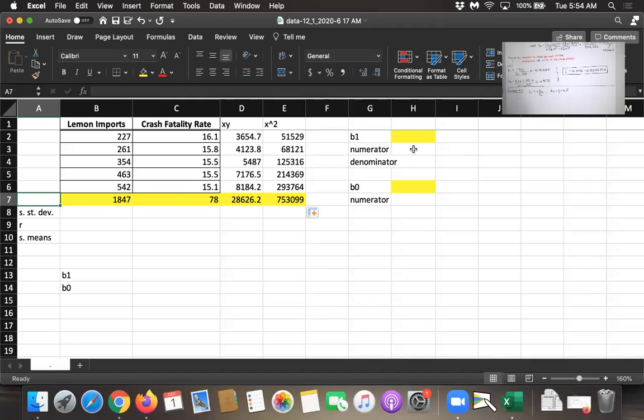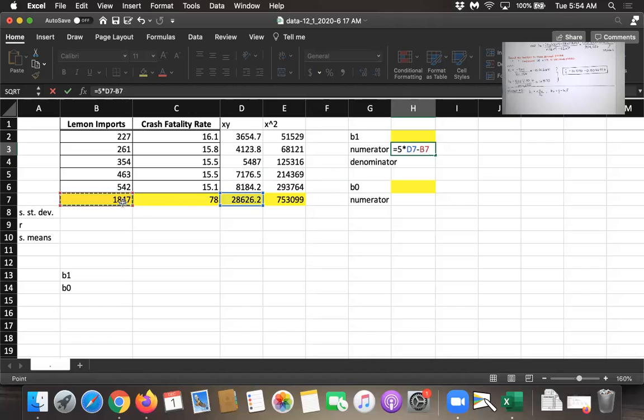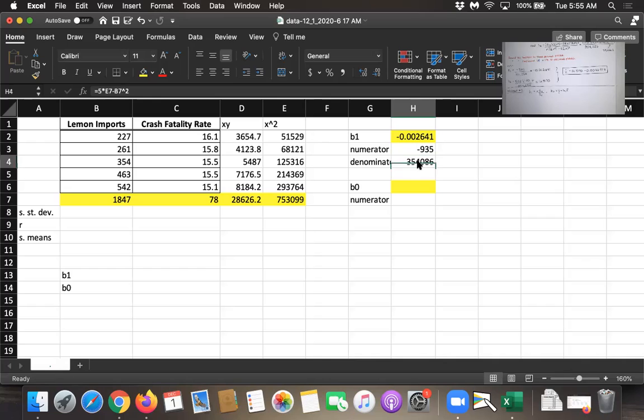Okay, so using the original formulas, the numerator for b sub 1 was the sample size, which was 5, times the sum of the x's times y's, minus the sum of the x's times the sum of the y's. And the denominator was the sample size times the sum of the x's squared minus the sum of the x's, squared. And so when I take the ratio of those, I get that value, which is the same value that I got when I did all of those calculations by hand.